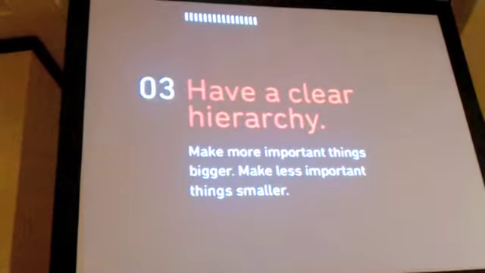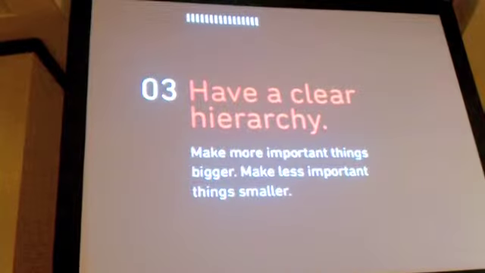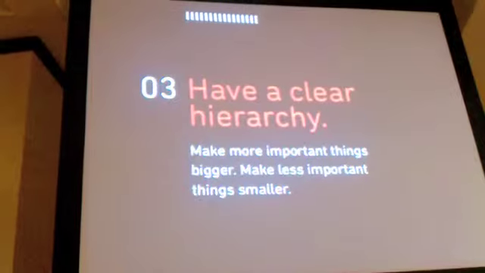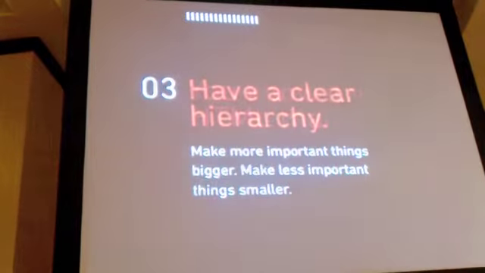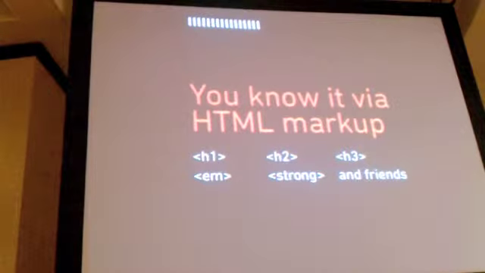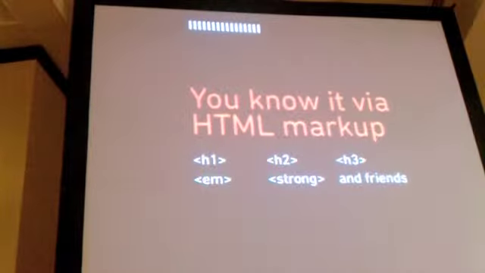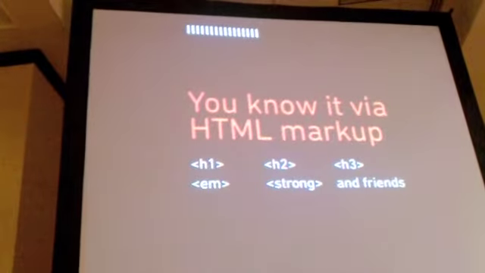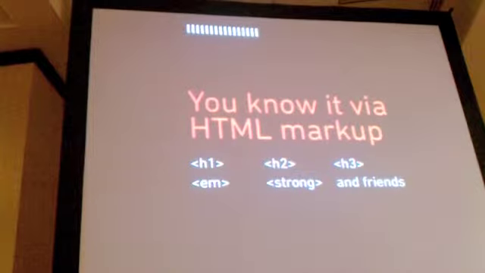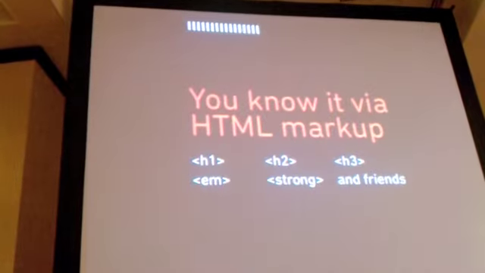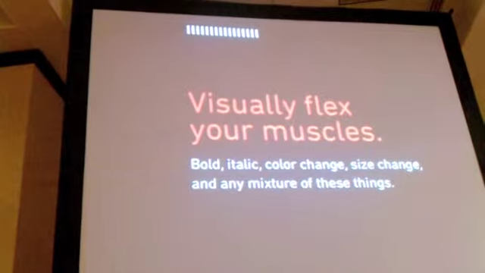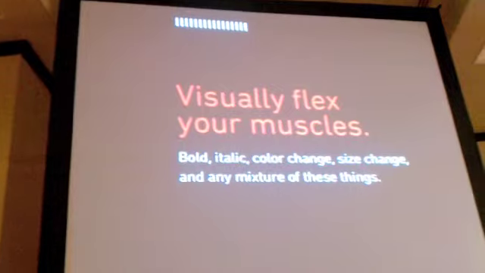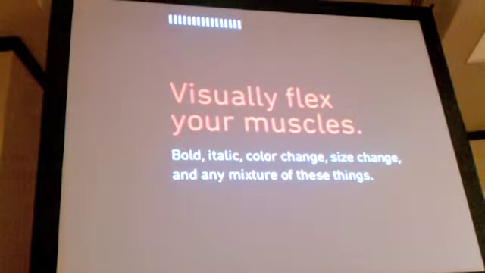Third is have a clear hierarchy. Make more important things bigger and make less important things smaller. This is fundamentally what we do on the web. If you're a developer, you know what hierarchy is because you work with it every day in markup. With H1 tags and emphasis and strong, you're already establishing a hierarchy, and it's just making visual decisions that line up with that. So you want to flex your muscle. You want to use the tools at your disposal, like bold, italic, color changes, size changes, that sort of thing.